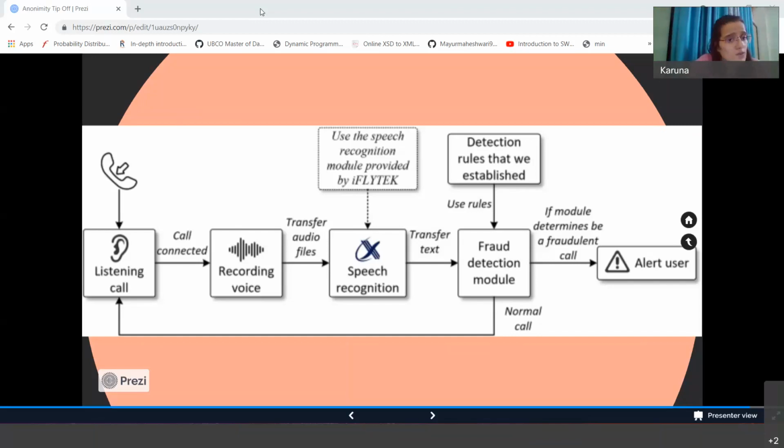And when you have emails, you already have a text with you. With social media, you will have a text with you. So everywhere, ultimately you are converting it into text and analyzing it. So every module which is analyzing text here, speech here, you can utilize them here as well.